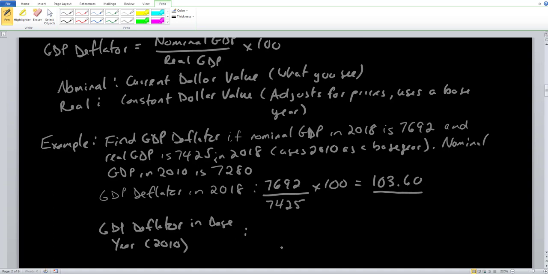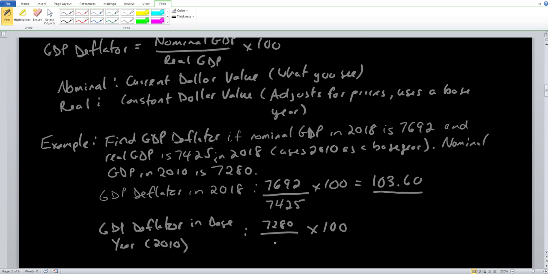So do we have this information being provided to us? Do we have a nominal GDP in 2010? And the answer is yes. That information right here, 7,280. So we know that's going to go in the numerator. We know it's going to be multiplied by 100. But do we have a real GDP in 2010? And the answer is not directly, we don't.